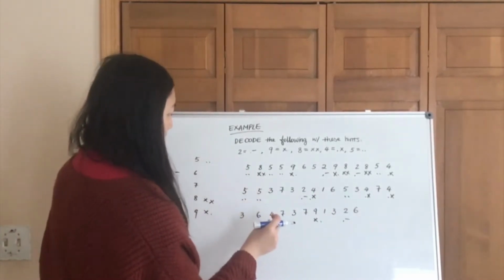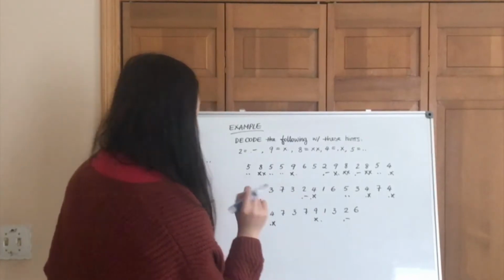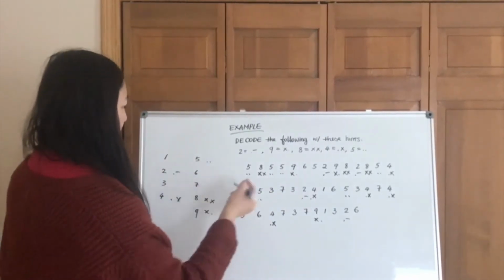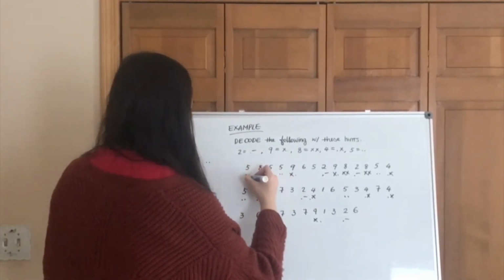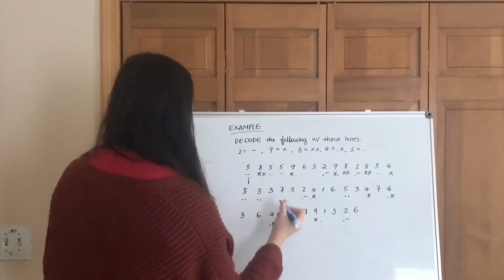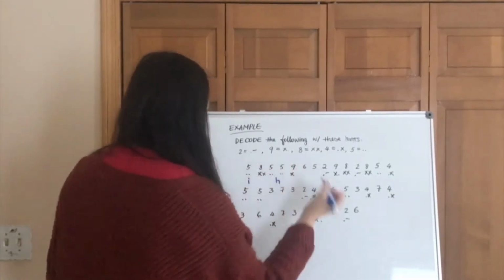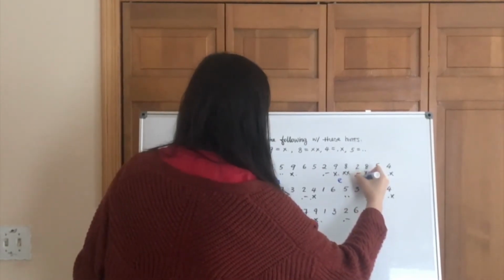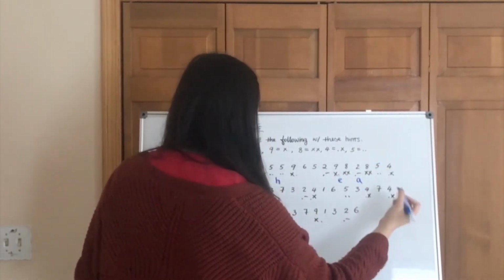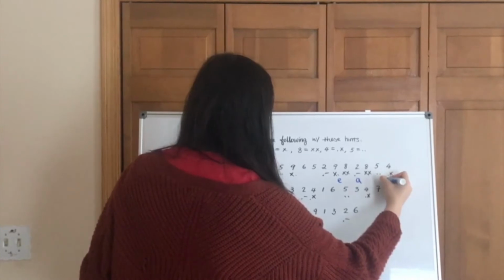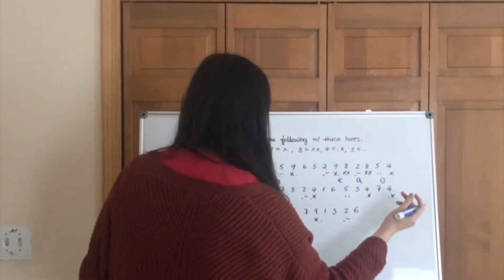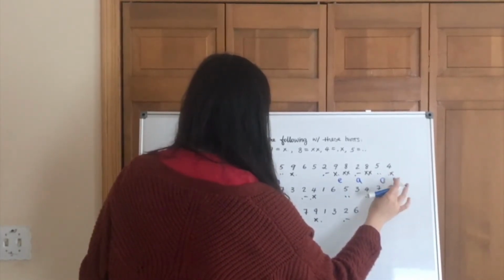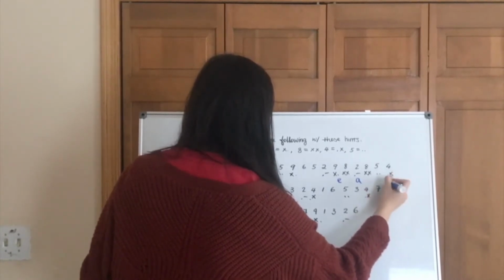So here, let's see. First of all, we can try and see what we know already. So there's a word separator. There's I, H. There's an E. There's an A. This is an O. No, this is not an O. This is an S.